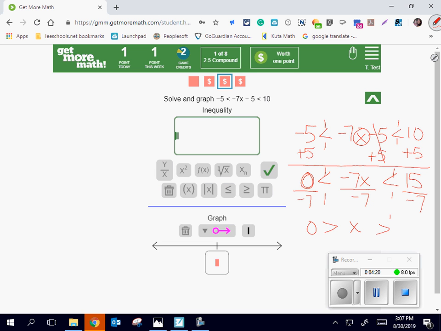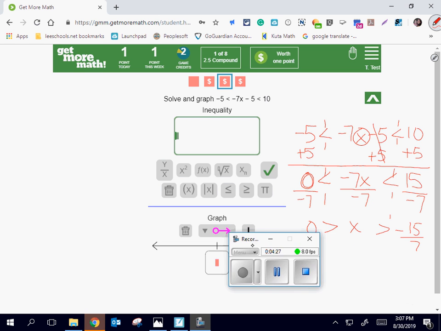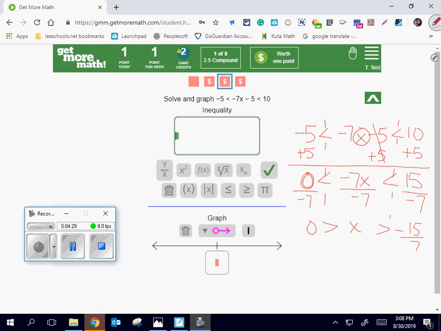Let's see, and that can't be reduced, so I'm just going to keep that fraction. Okay, I am going to rewrite this though, just to be in the habit of writing it correctly. The smallest number has to come first, then you have the less than sign. They're all less than, no equals. And then the bigger number comes second. So that'll help me graph it.